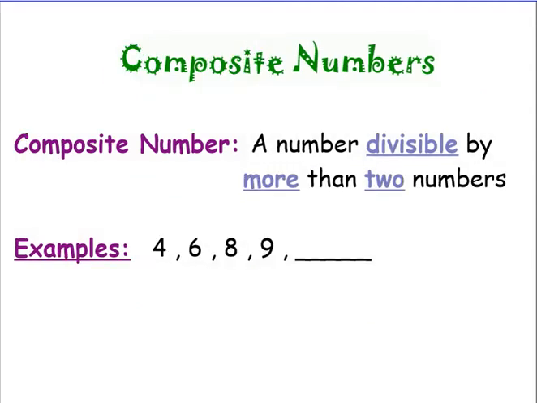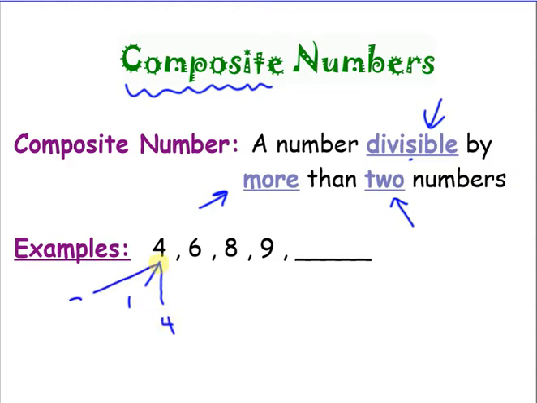All right, so now let's take a look at composite numbers. A composite number is the opposite of a prime number. It's a number that is divisible by more than 2 numbers, which means it's divisible by 1, itself, and another number. So in the case of 4, the number 1 goes into 4, the number 4 goes into 4, but the number 2 also goes into 4. If you look at the number 9, the number 1 goes into 9, the number 9 goes into 9, but 3 also goes into 9. So all of these numbers have more than 2 numbers that go into them, so 3 or more.